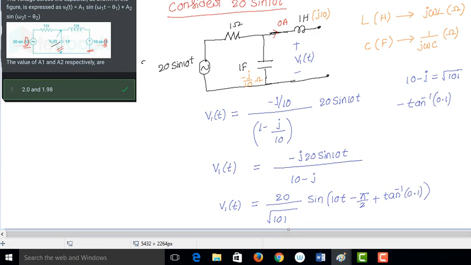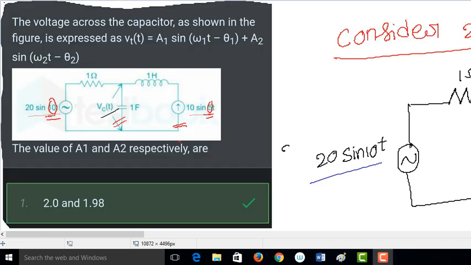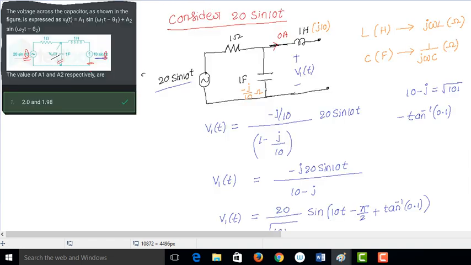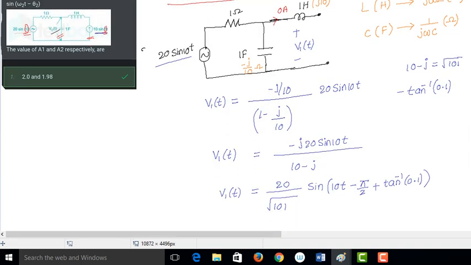What is V1 of t? It is the voltage across the capacitor only when the source 20 sine 10t is acting alone. Now we need to find the response because of the other source also. We did the response because of this 20 sine 10t. Now we need to find the response because of this 10 sine 5t also. Now we'll see how we can do this. Consider this network again.